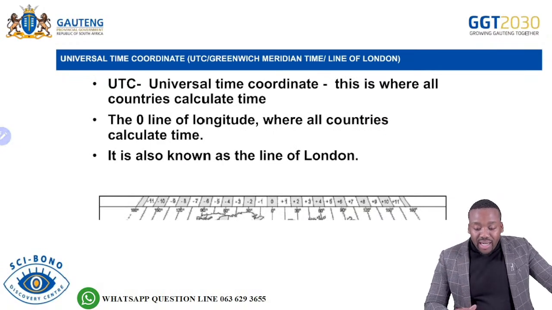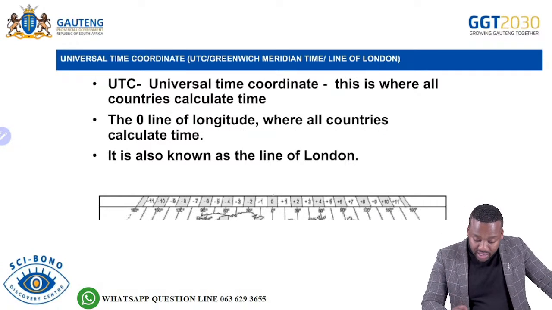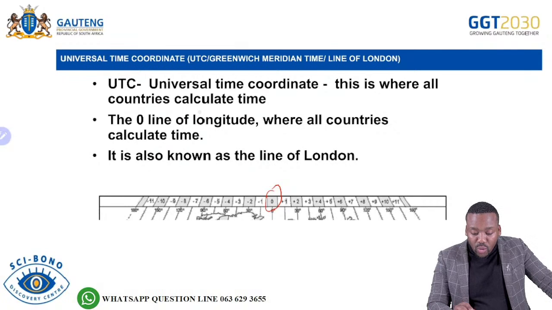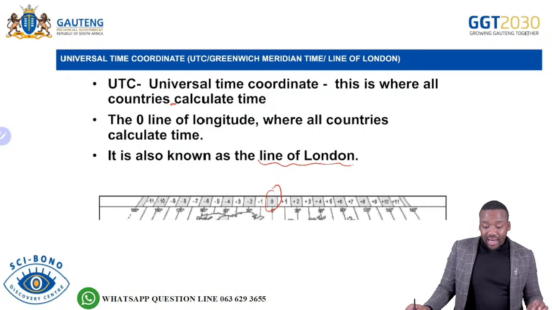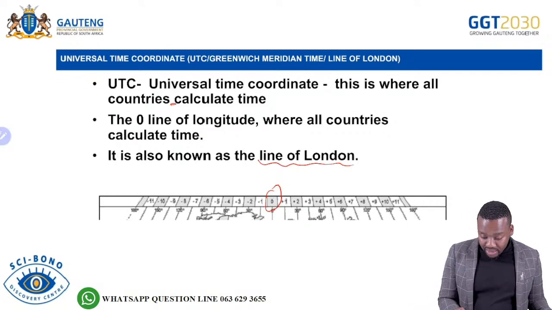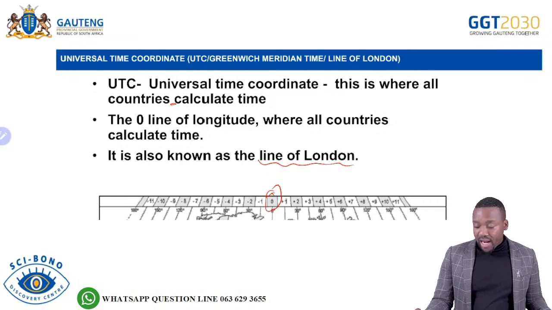Then we've got Universal Time Coordinate. I said UTC, this is the 0 line of London, right? UTC, Universal Time Coordinate. This is where all countries calculate time. It is the 0 line of longitude where all countries calculate time. It is also known as the line of Greenwich Meridian Time. Where is it on the map? It is this part on our time zone map.